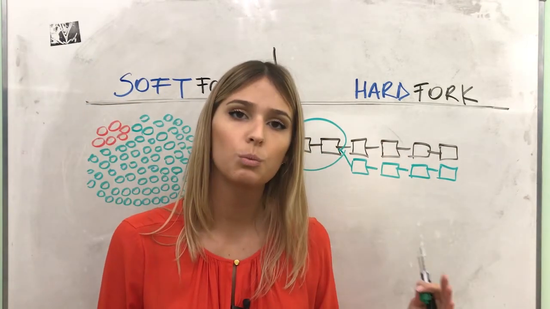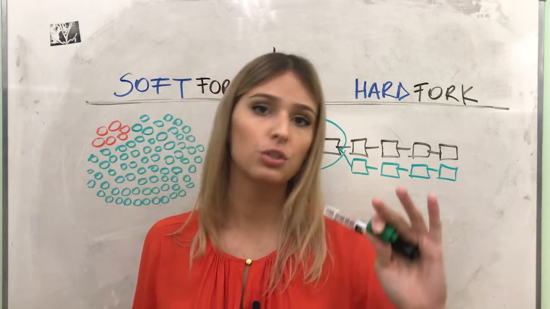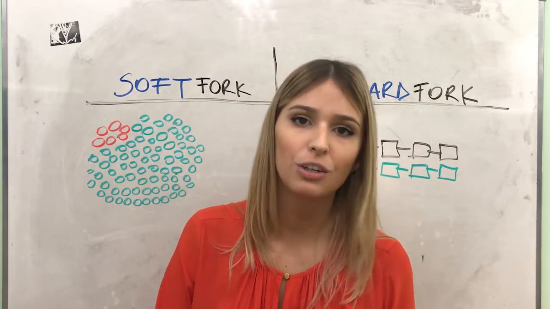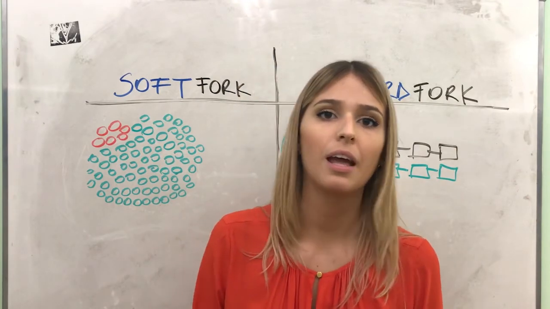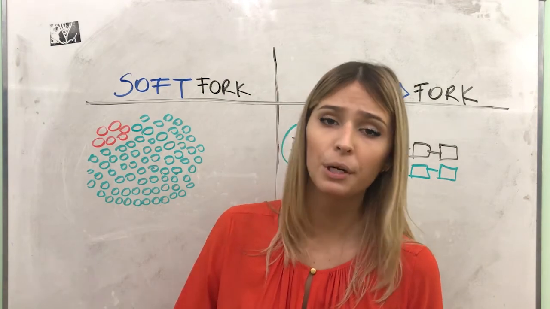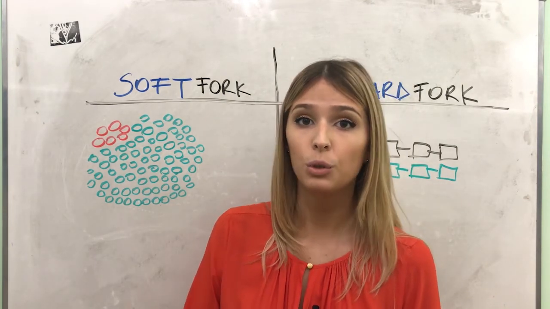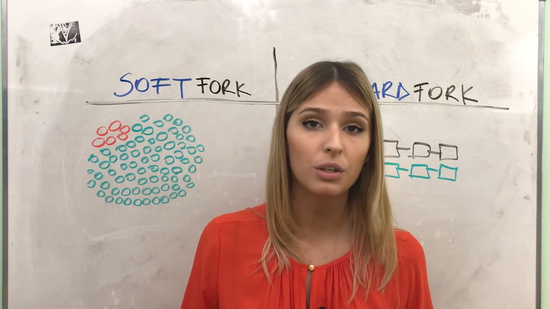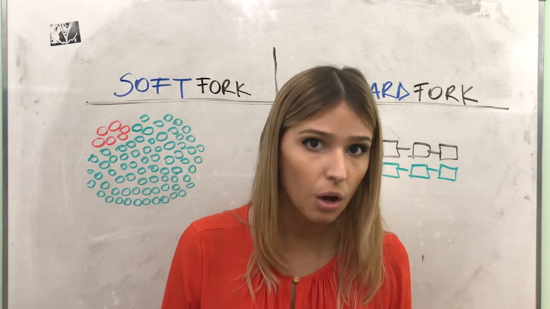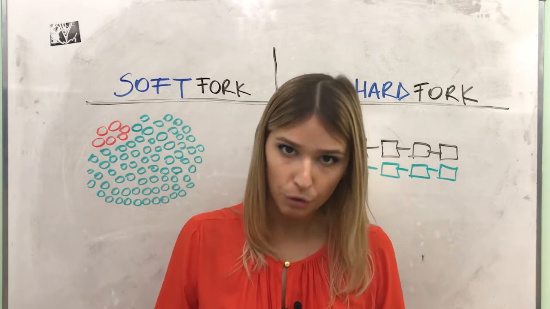We can relate this with what happened last year, August 1st, 2017, with Bitcoin and Bitcoin Cash. Part of the network proposed to increase the block size, and part of the network did not agree with that proposal, with that new version of the software to decide whether a transaction is valid or not. So it ended up in a split, in a hard fork.